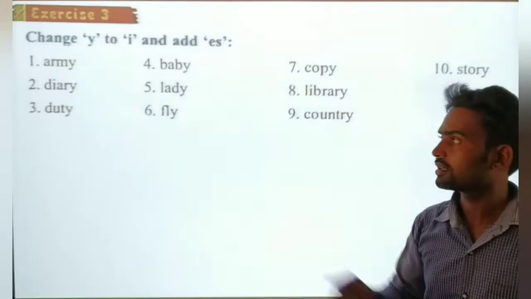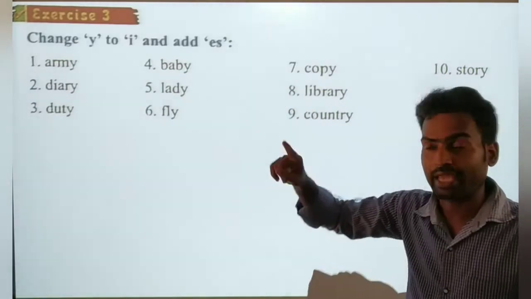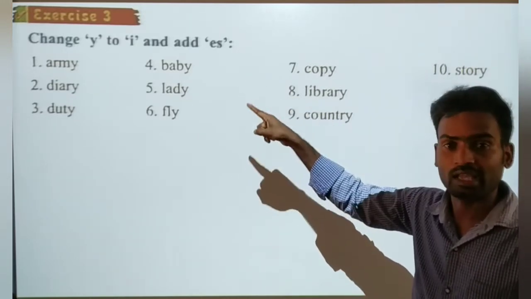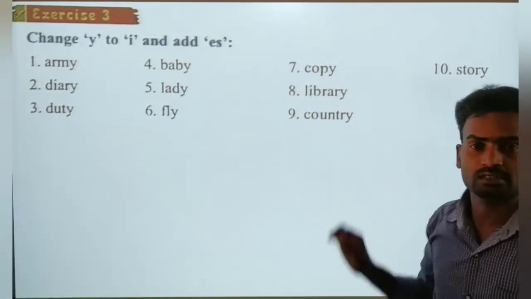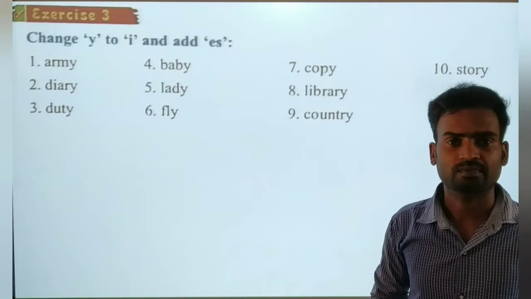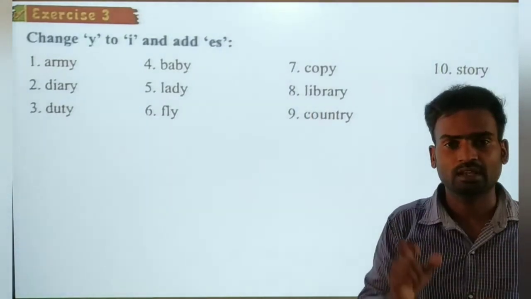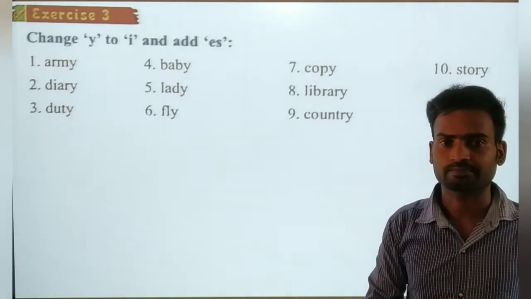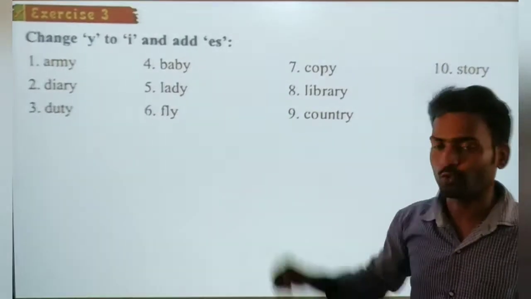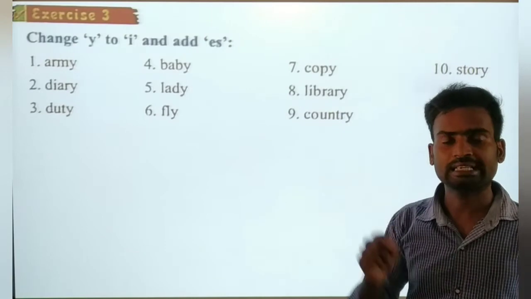Now, what we are going to do is, in all the words, y is given at the end. See that? Army, y. Diary, y. Duty, y. Baby, y. Lady, y. Fly, y. So, all the words end with y. Remember, when a noun ends with y, we have to remove y and add i and then es.